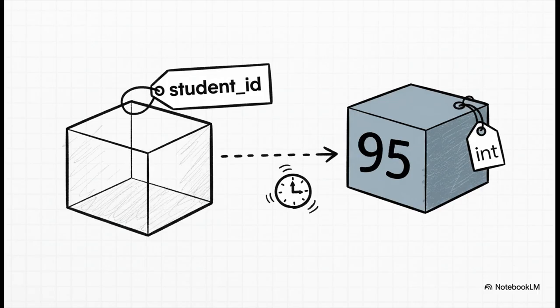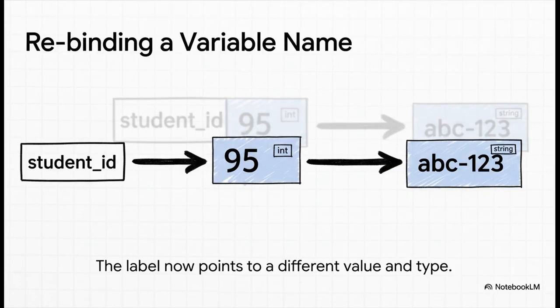This is called dynamic typing, and it means all that type binding happens when the code is actually running. And check out how flexible this is. On the very next line, you can take that exact same name, student ID, and just point it at something completely different, like a string. The name is just a label, and Python makes it incredibly easy to peel that label off one value and stick it onto another one, even if it's a totally different type.